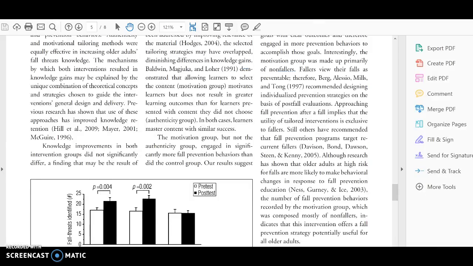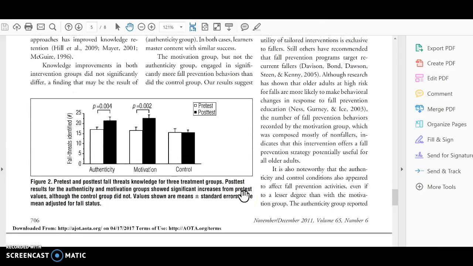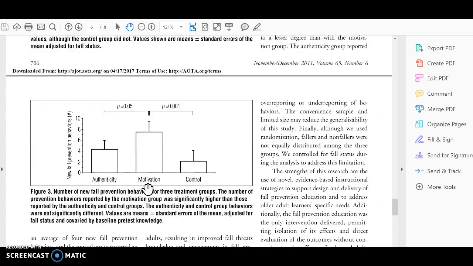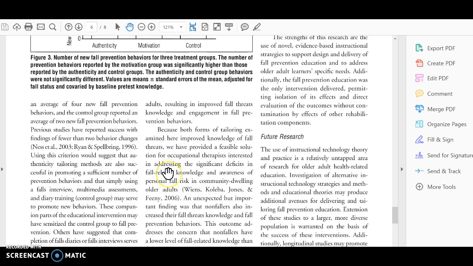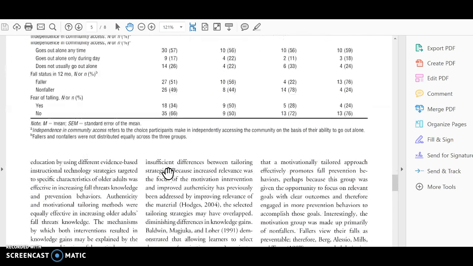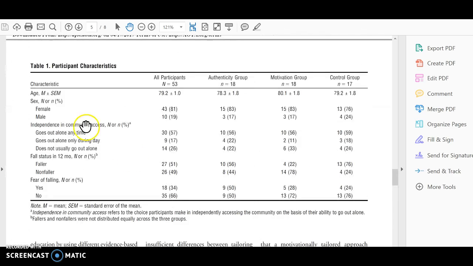Now let's just take a quick look at the graphs to see what we're looking at here. Here you have your pre and post test fall threats, fall prevention. And then right above here, you have your table of participant characteristics, which is your baseline characteristics.